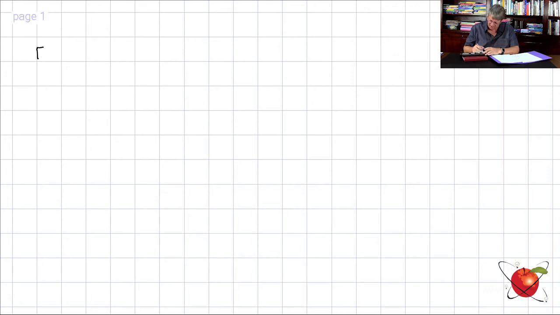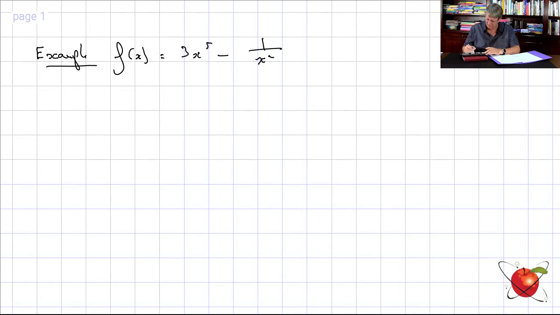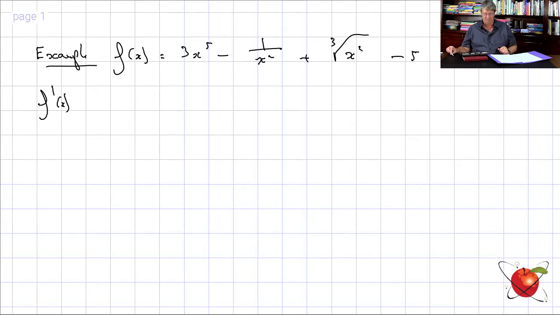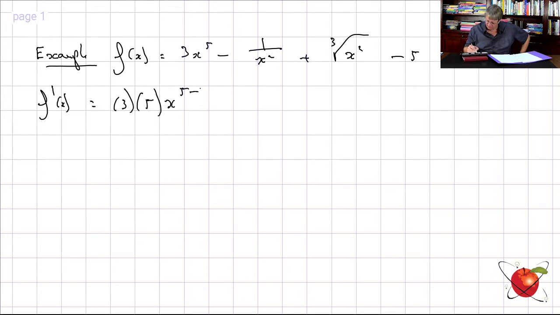So let us say that we have an f of x. Another example here is f of x equal to 3x to the power 5 minus 1 over x squared plus the cube root of x squared and minus 5 just for good measure. And they ask for f prime of x, the derivative, or they want the slope of the tangent at a point. We know we're going to have the derivative. Well, it's very easy for the first one because it's 3 times 5 times x to the 5 minus 1.